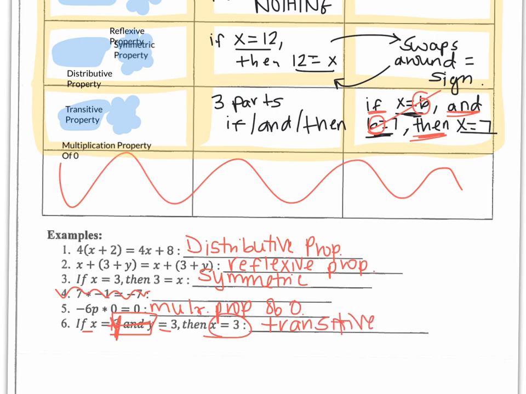So if I reiterate one last time, the most important part about this unit or this part of the unit is that you have to memorize these words. If you don't memorize them, it makes this 20 times harder. So make sure you memorize them and then you should be golden.